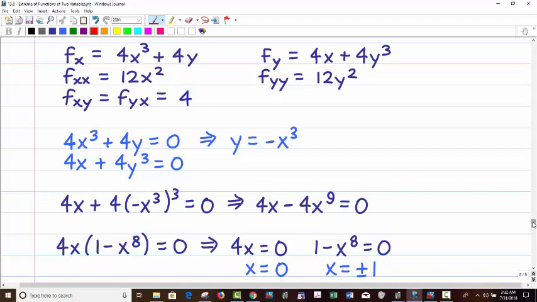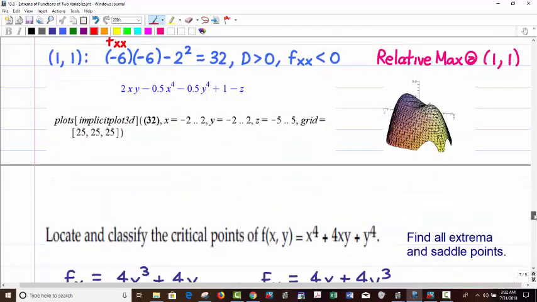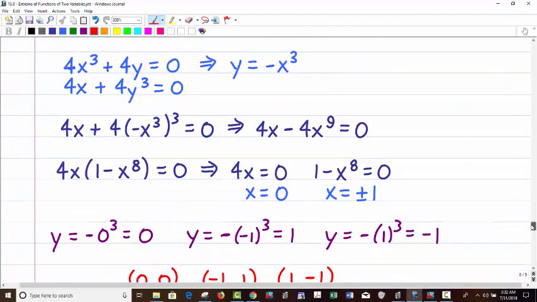Now I said last problem, I might have misspoke. Let me double check. Was it the last one or was it two? No, it was the last one. I wasn't sure if it was the last one or 2 problems ago.